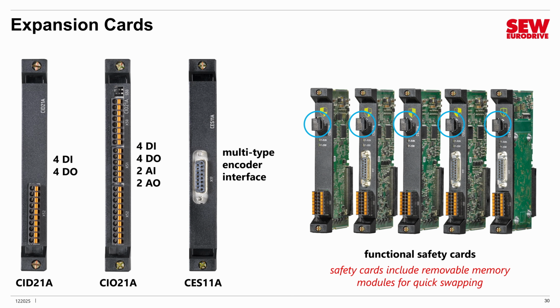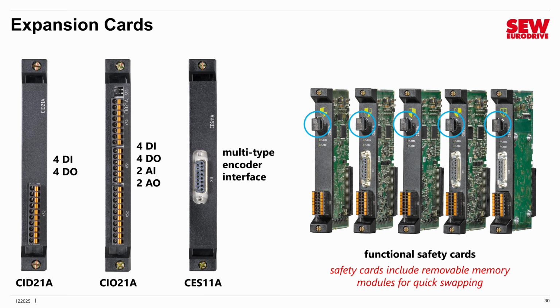MOVIDRIVE technology, MOVIDRIVE system, and MOVIDRIVE modular all have expansion card slots that allow you to add extra features simply by inserting a card. You can see three of the common expansion cards here. The CID21A adds extra I/O. The CIO21A adds extra I/O, plus it gives some analog inputs and outputs if you want to use, for example, voltages to control your VFD. And the CES11A is the second encoder card. It adds a second encoder interface should you require one.